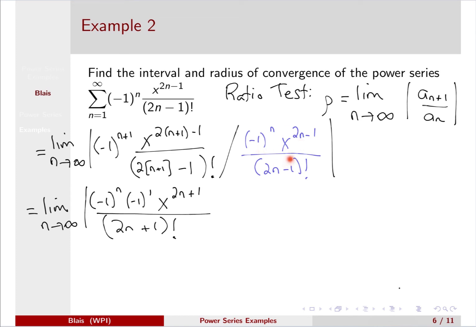And dividing by this term is the same as multiplying by its reciprocal, so we multiply by 2n minus 1 factorial over minus 1 to the n, x to the 2n minus 1, absolute value. And we want to see what we can start canceling. So we see the negative 1 to the n's go. But then we notice we have this 2n plus 1 for this first term and a 2n minus 1 for the second. But we note that we can rewrite things in the following way.